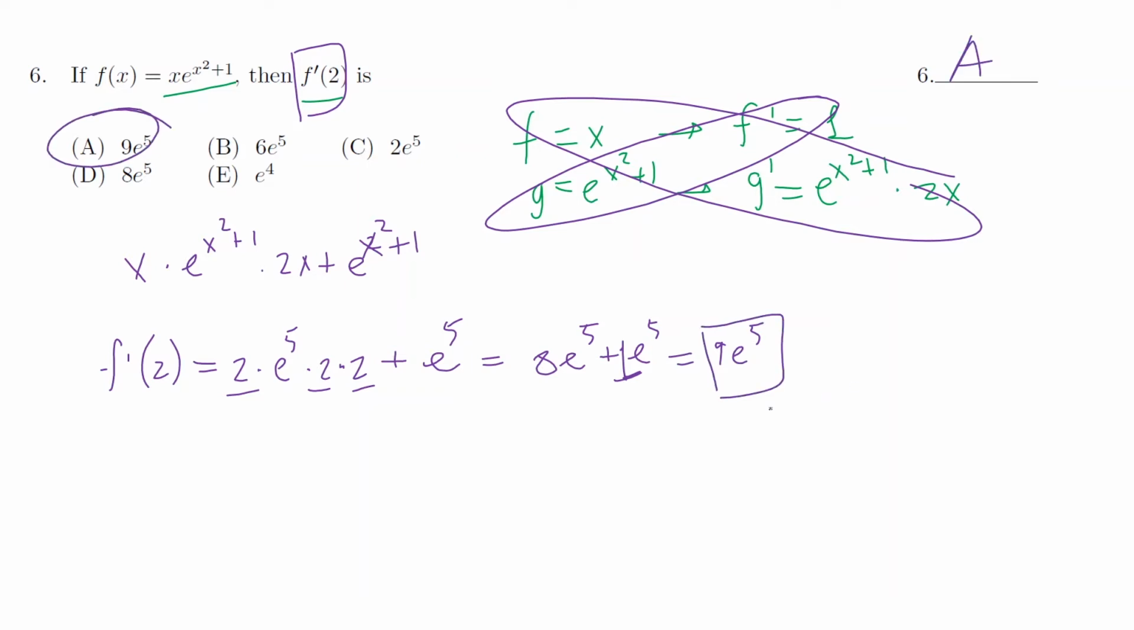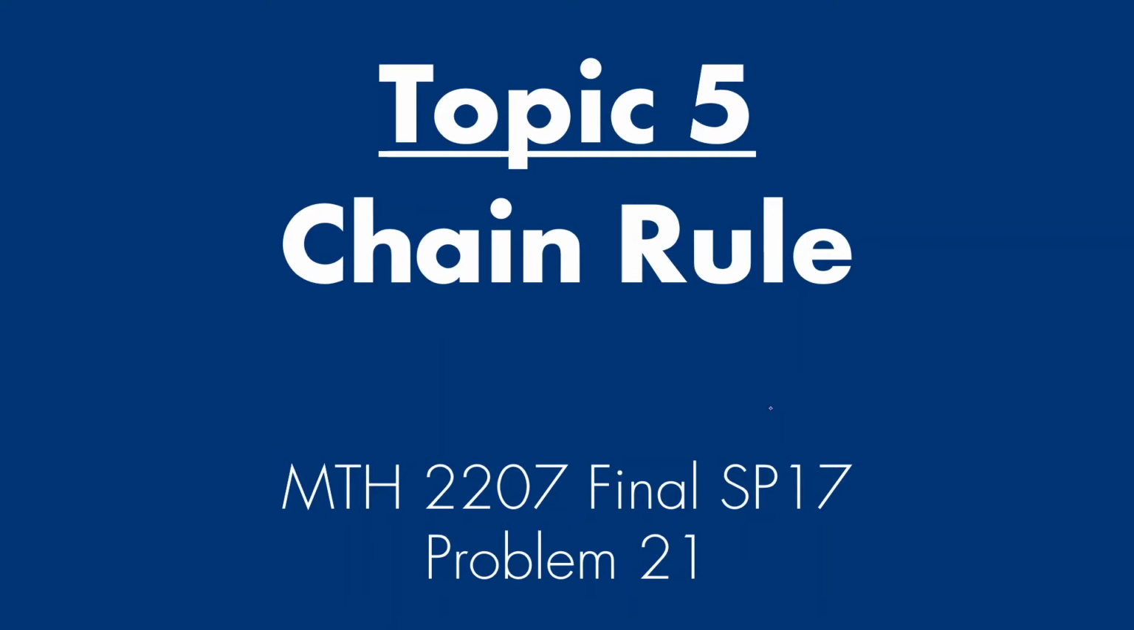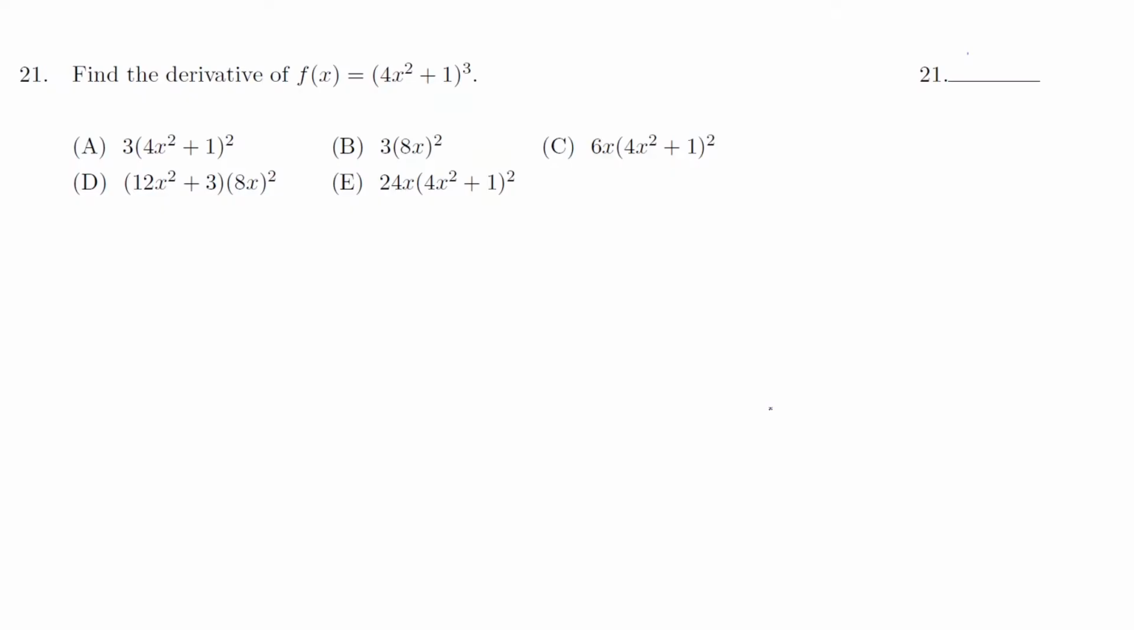Next. The next topic, chain rule. This is from final SP17, and the problem is 21. The chain rule is very, very simple. If you have u to the n prime, it's going to be equal to n u to the n minus 1 times u prime. Very simple rule. If you know this rule, you know how to do chain rule.